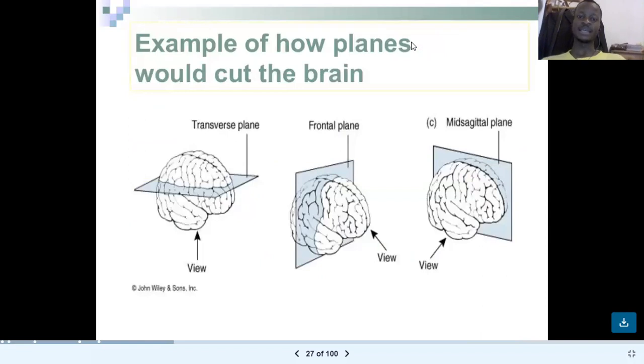Then these are planes of the brain. Mid-sagittal plane, that is the frontal plane, right? That is a transverse plane. Right?